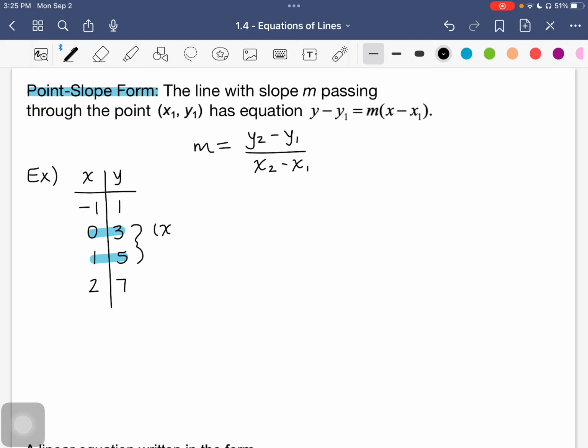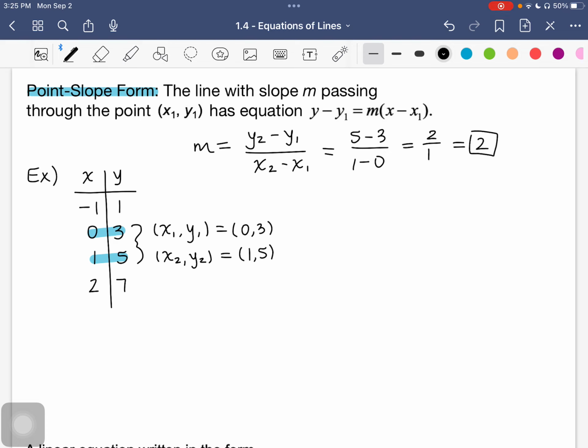So this means our x1, y1 is going to be 0, 3, and then our x2, y2 is going to be 1, 5. Okay. So plugging this into our equation, we're going to get 5 minus 3 over 1 minus 0. So we get 2 over 1, which is just 2, and so we find that our slope is equal to 2. And this will be true for any points that you pick, any ordered pair here. So you can pick any one and you'd get the same slope.